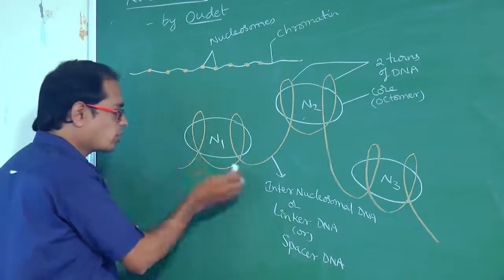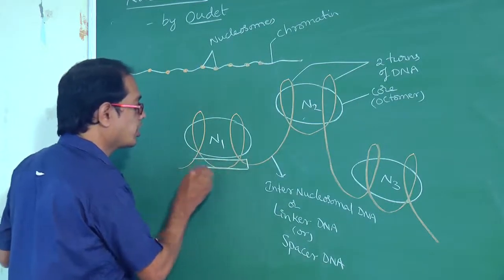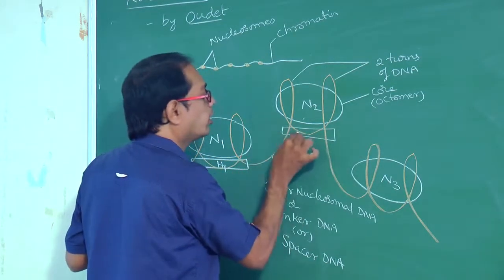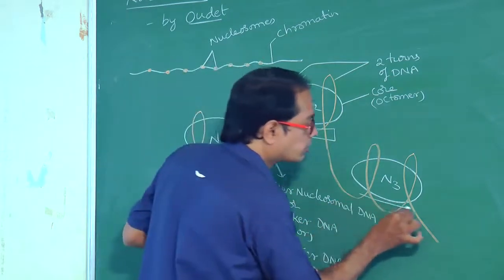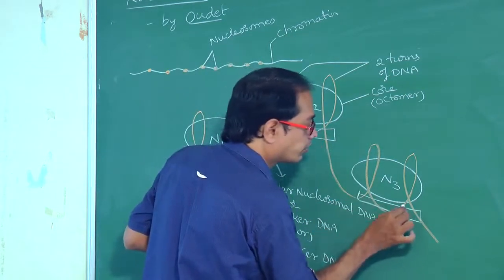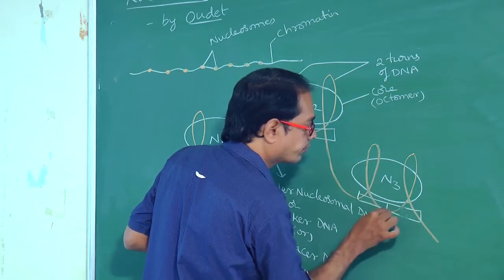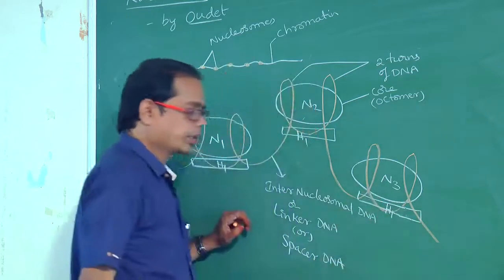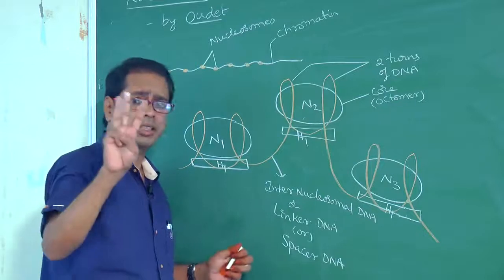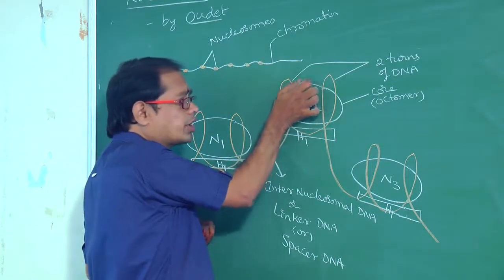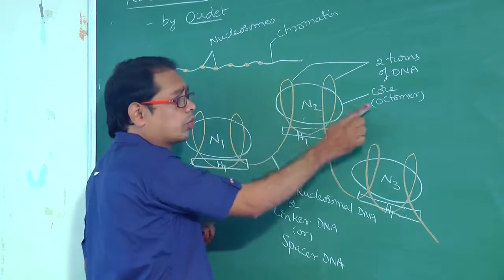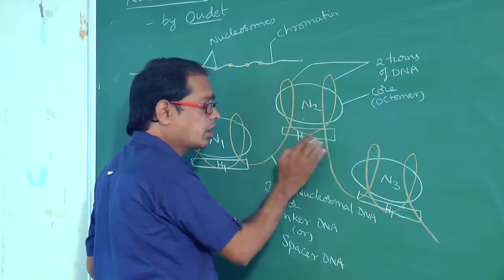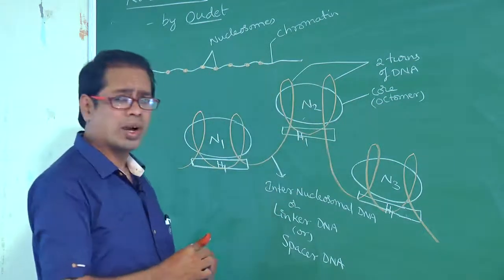2 turns of DNA. Outside the core, one histone protein is present. This one is called H1. Here also one histone protein H1. Here also one histone protein. Okay. So how many parts does it contain? 3 parts. This one is called core or octamer, and 2 turns of DNA. Outside the core, H1 histone protein. So 3 parts it contains.